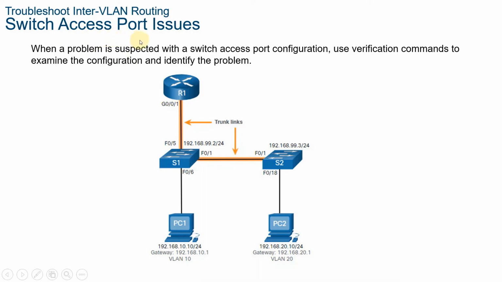Switch access port issues. When a problem is suspected with a switch access port configuration, use verification commands to examine the configuration and identify the problem. Assume PC1 has the correct IPv4 address and default gateway, but is not able to ping its default gateway. Okay, PC1 is supposed to be connected to VLAN 10 port.